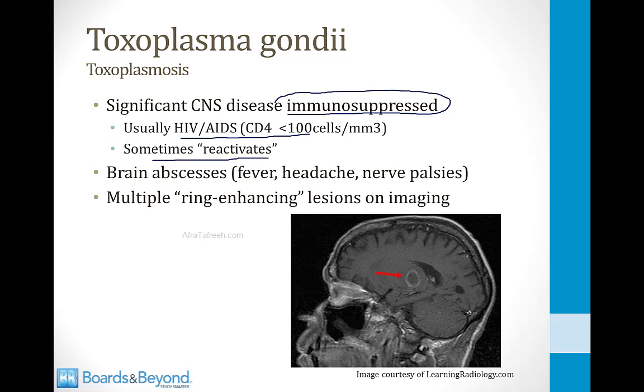The symptoms of CNS disease are brain abscesses, so it can be fever and headache and nerve palsies depending on where the abscess is. And the classic imaging finding are multiple ring-enhancing lesions. So because it spreads through the bloodstream, there will be multiple lesions, not just one, and they are ring enhancing, and this is a picture of a ring enhancing lesion on an MRI of the brain.